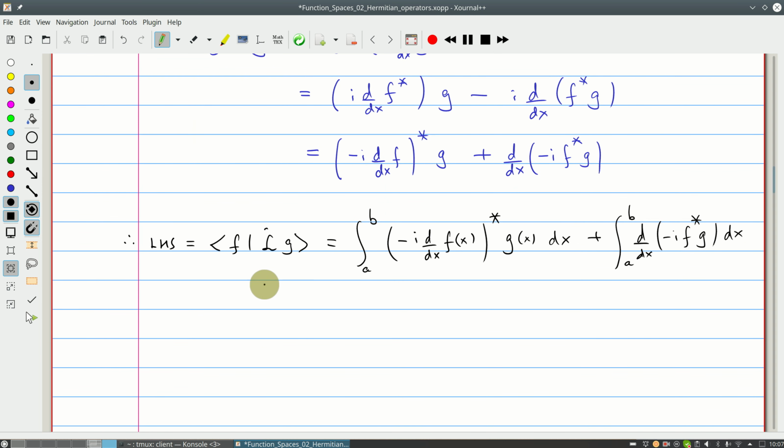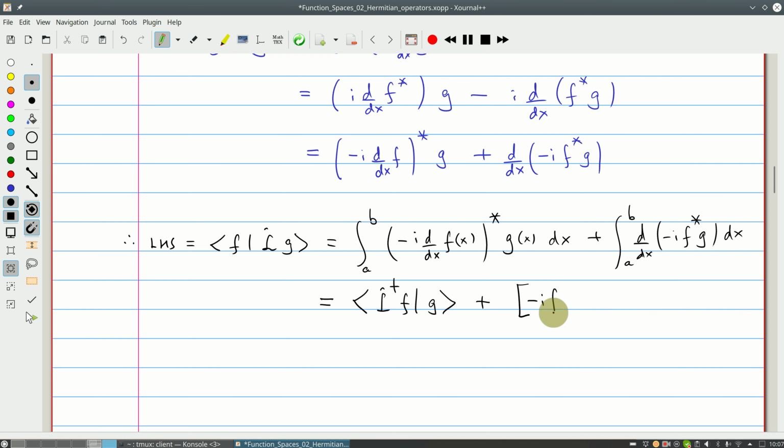Now if you look at this, what we have done is to write the first term in exactly the form we need. So the first term is now in the form L dagger operating on f, inner product with g. And then we have, this is where we get the boundary conditions from, because it's a perfect differential, all we have is minus i f star g evaluated at a and b.